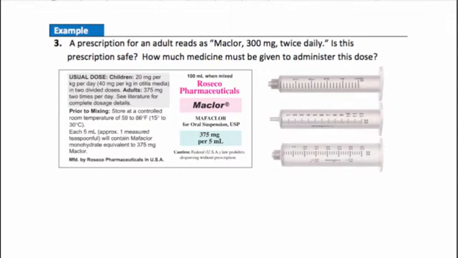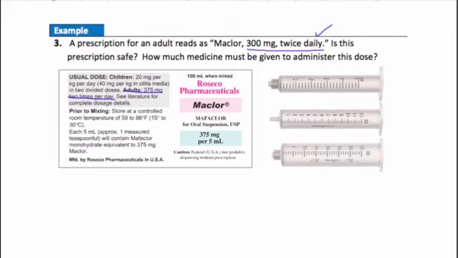All right, first let's see if this is going to be safe. So we have 300 milligrams twice daily. Let's go to our usual dose. This is an adult, and so an adult can get up to 375 milligrams 2 times per day. So we're okay. This is okay. We could say, all right, yep, that's a good amount to administer. Now let's figure out how much actual medicine to give.